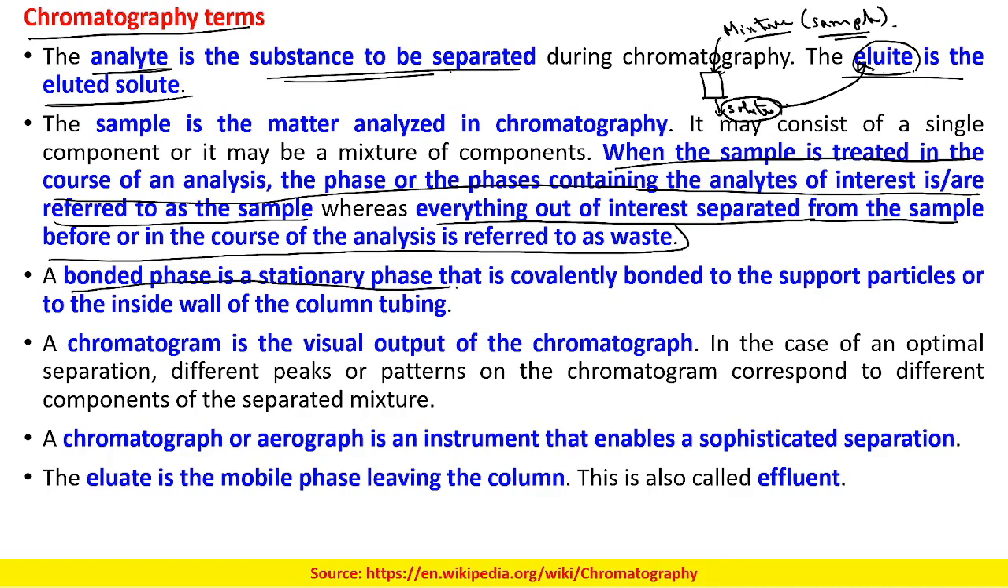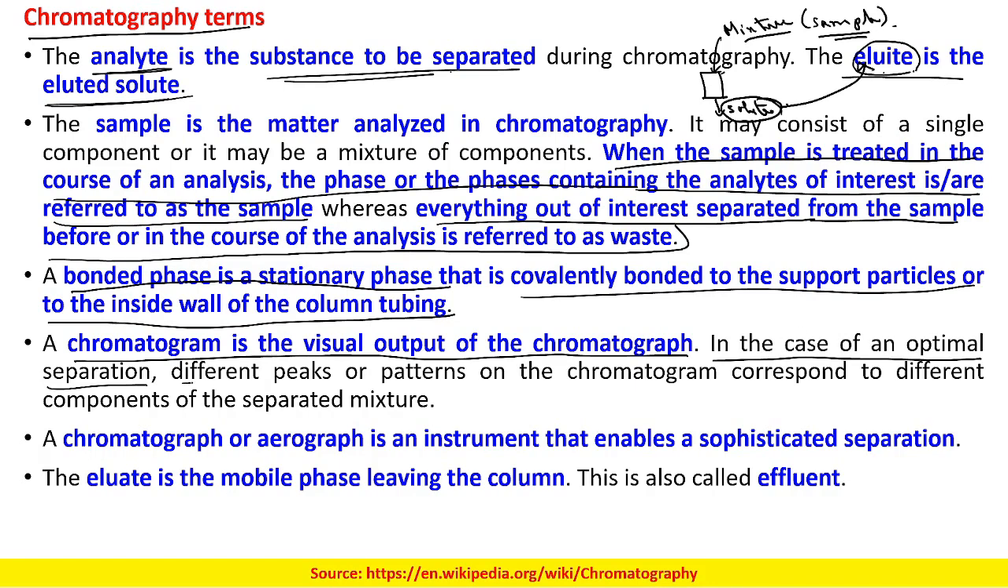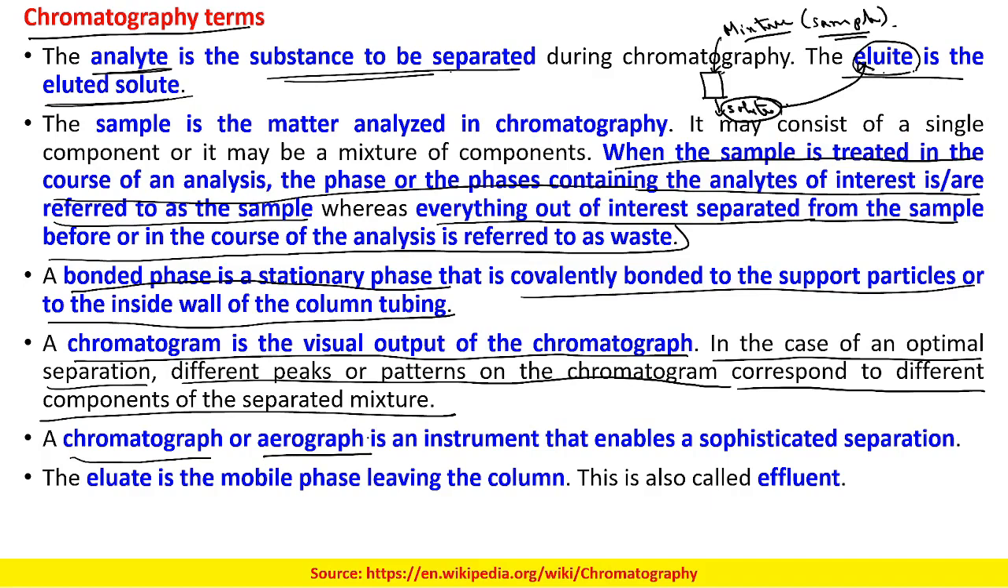The bonded phase is a stationary phase that is covalently bonded to the support particles or to the inside wall of the column tubule. Then the chromatogram is the visual output of the chromatograph. In the case of an optimal separation, different peaks or patterns on the chromatogram correspond to different components of the separated mixture. A chromatograph, or aerograph when you are using gas as the mobile phase, is an instrument that enables a sophisticated separation. The eluate is the mobile phase leaving the column.